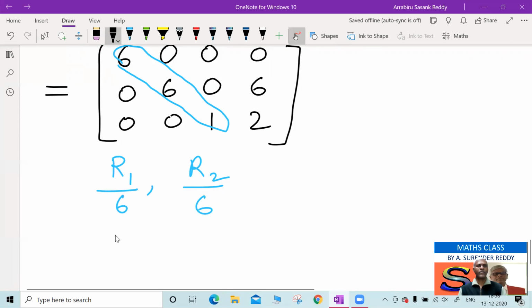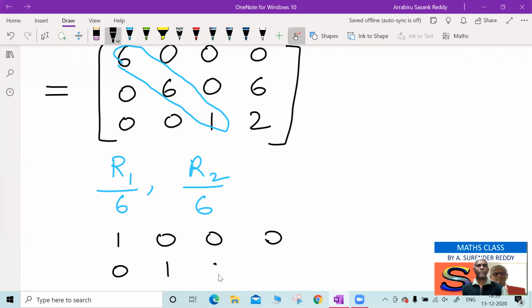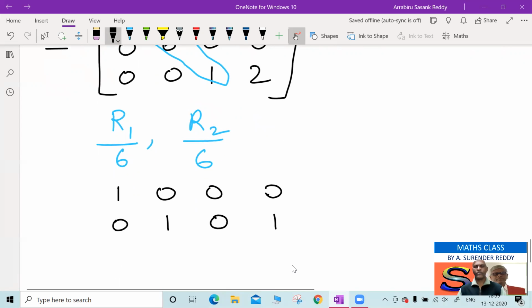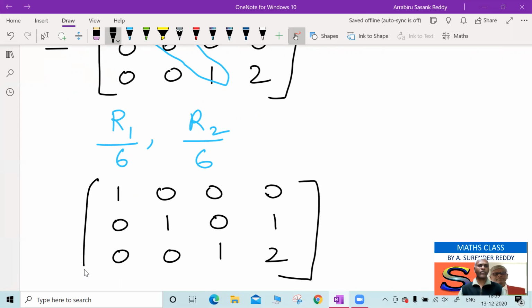We get, by dividing 6 by 6, 1, 0 by 6, 0, 0 by 6, 0, 0 by anything 0. And in second row also 0 by 6, 0, 6 by 6, 1, 6 by 6, 1. Third row already 1 is there. You need not change the third row. Write as it is, 0, 0, 1, 2. Now this is the required form, final form.